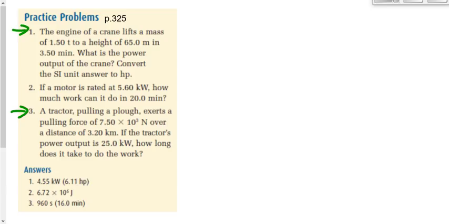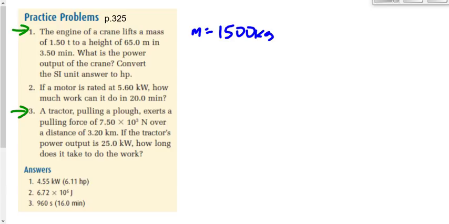The engine of a crane lifts a mass of 1.5 tons to a height. Oh, I can see the issue with that. What's a metric ton? 1 ton is like 1,000. Yeah, a metric ton is 1,000 kilograms. So we're going to say our mass here in question number 1 is 1,500 kilograms, because it's 1.5 metric tons.